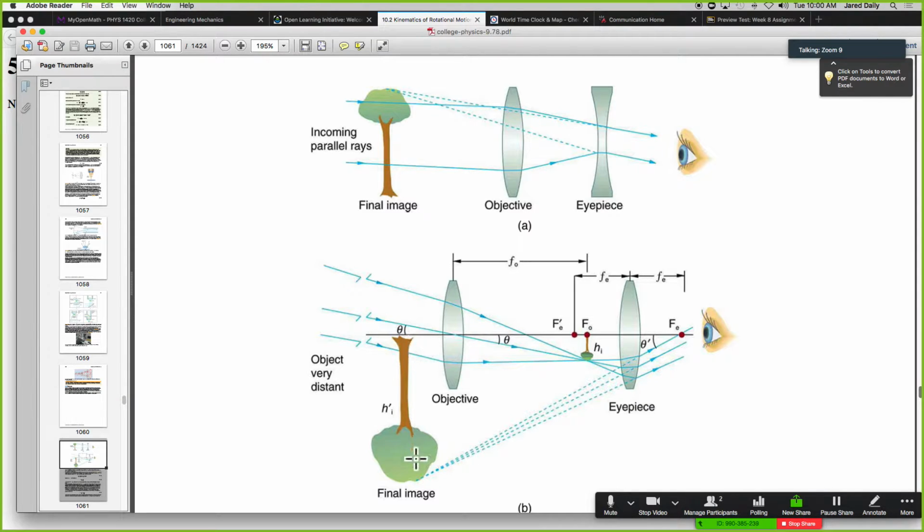I mean, the tree is much bigger than this. The better example is if you're looking at the moon with your telescope. The image that your telescope makes is not bigger than the actual moon. That'd be ridiculous. The moon is humongous. You're not going to make an image that big and have any advantage at looking at it. But what you can do is bring the image closer to your eye than the original object.